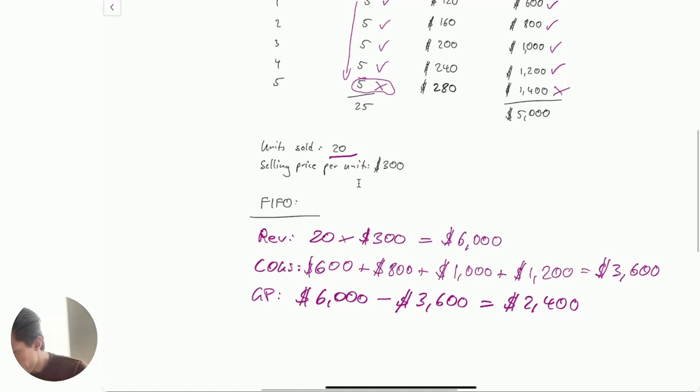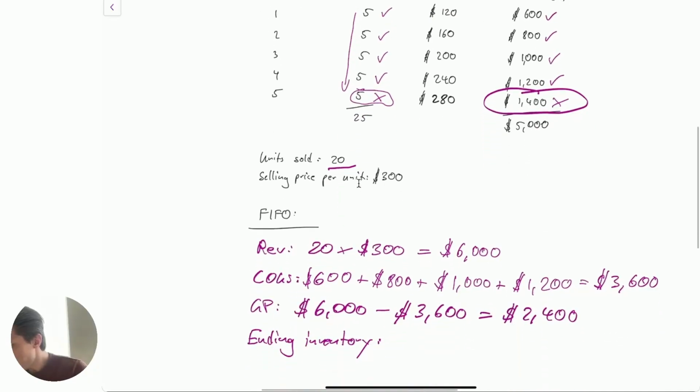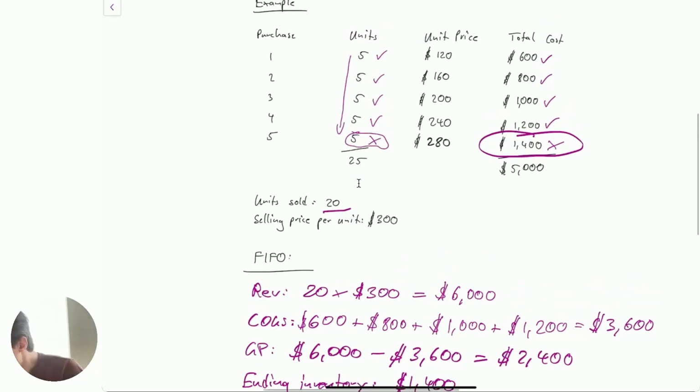Your ending inventory would then be the remaining 5 units that you have not sold. They sit on your balance sheet with 1,400. Yeah, good.